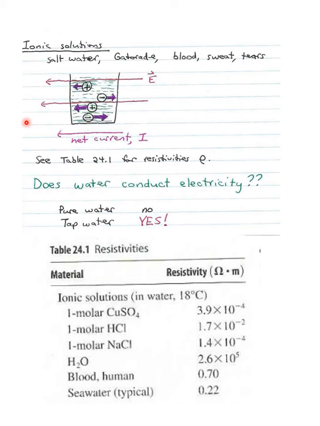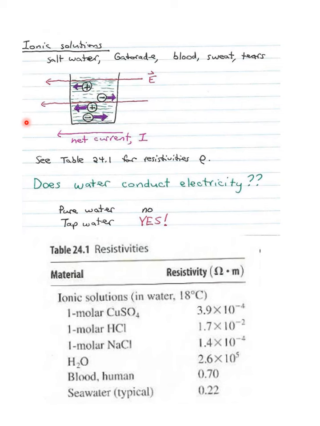The negative ions will go against the electric field, so they are moving to the right. But since they're negative, that means they are contributing a positive current to the left as well. And so we have a net current to the left.